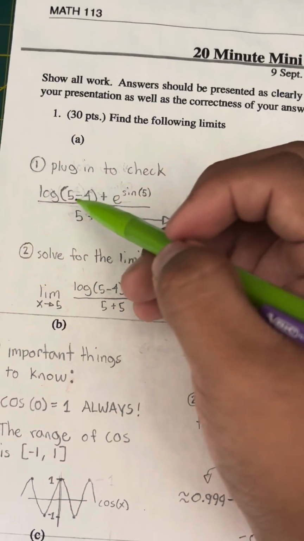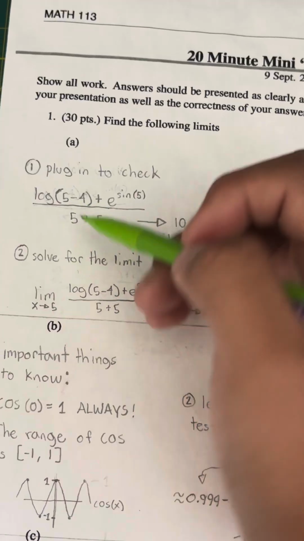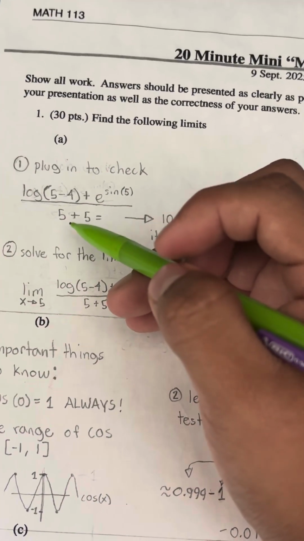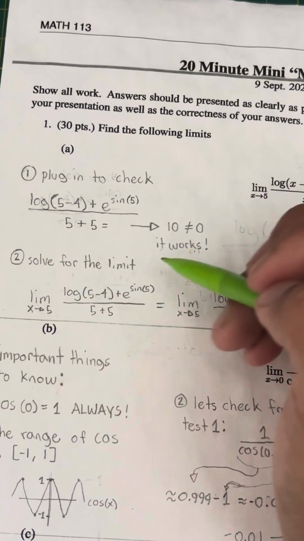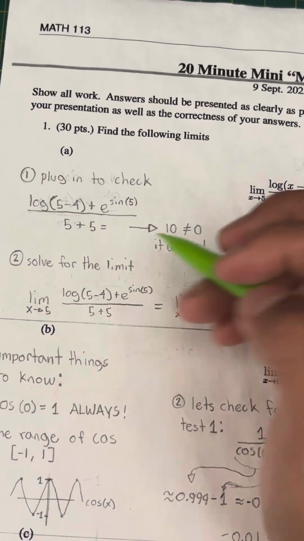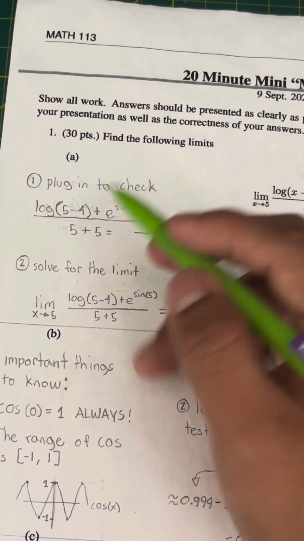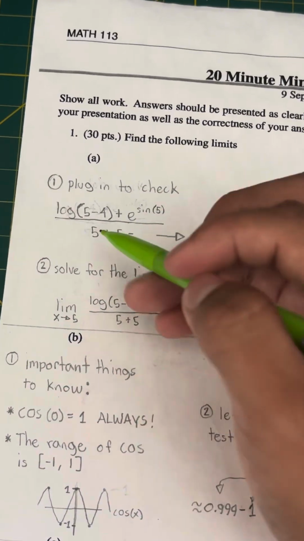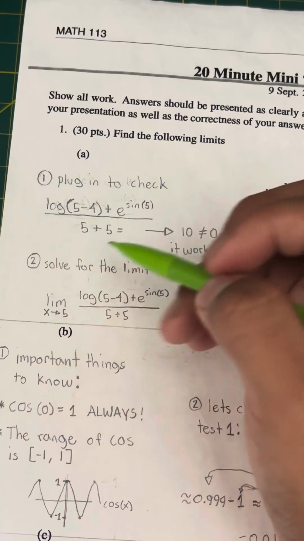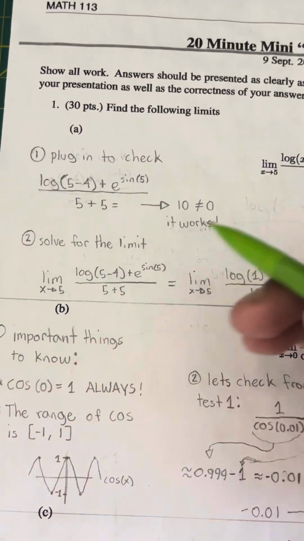So you do that, right? You plug in five, and we see down here in the denominator, it doesn't equal zero. So it works. So we can continue doing it this way, which is really just simple algebra. So it shouldn't be that hard. So you plug it in, and then we just solve for the limit.